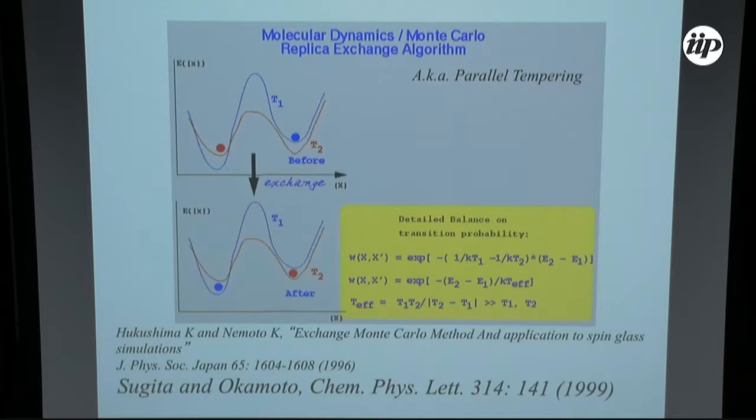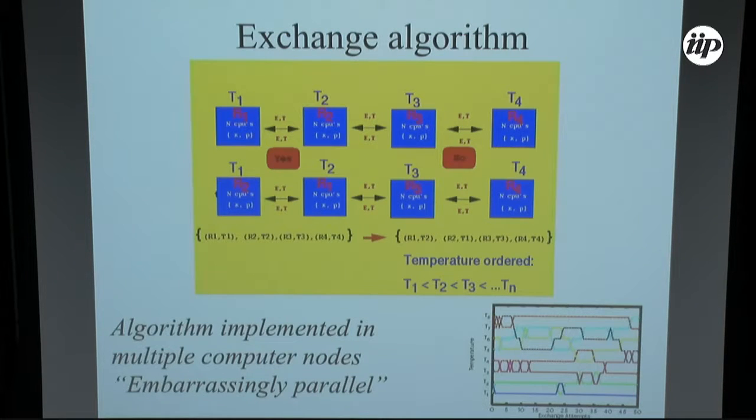So this is the algorithm on how you do it. So you just decide to exchange or not. I'm going to go into these details. You can actually follow the history of temperature of a system. It goes up and down.